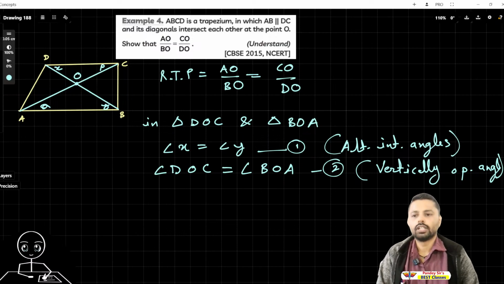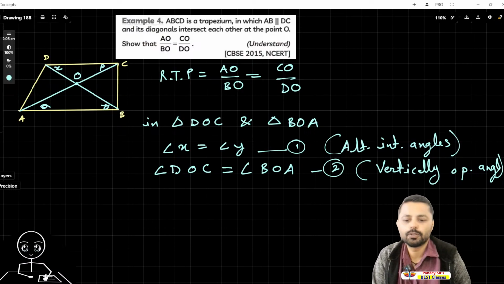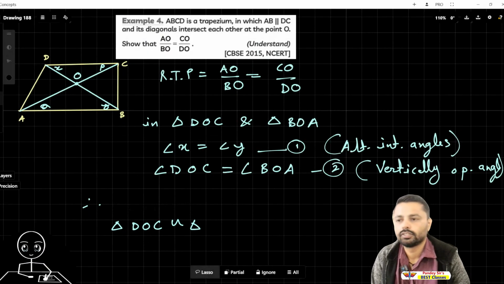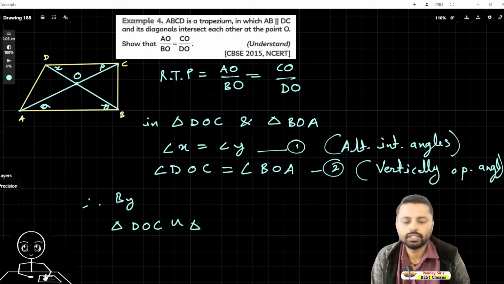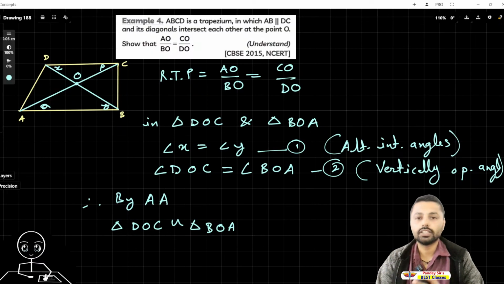Now, these two triangles are what? Congruent? Similar. Okay. So, therefore, triangle DOC is similar to triangle BOA by AA similarity criteria. If they are similar, then what? Their sides will be in the same ratio.